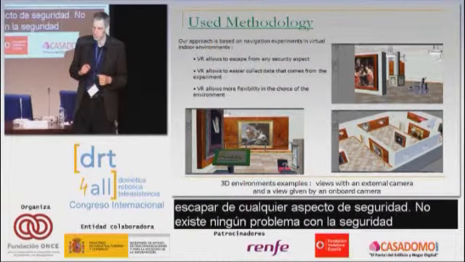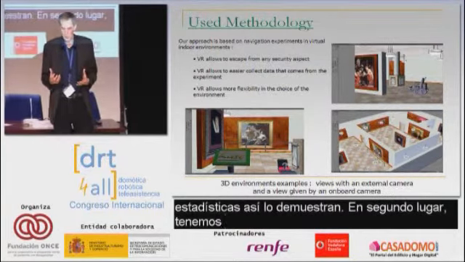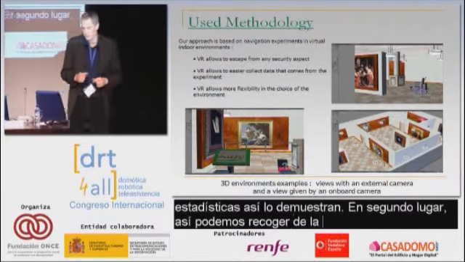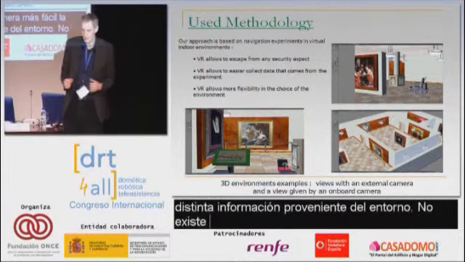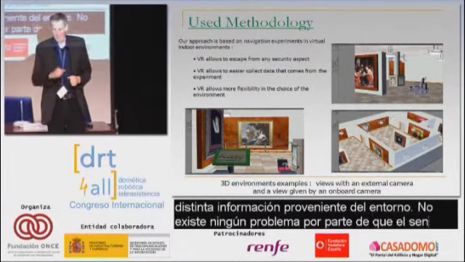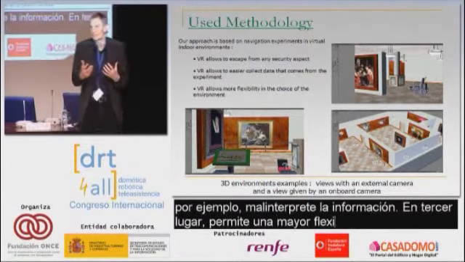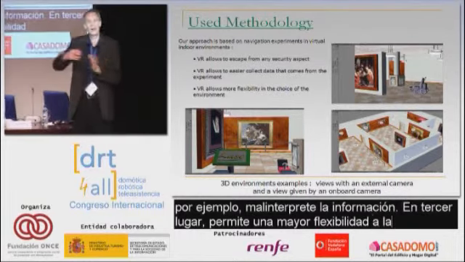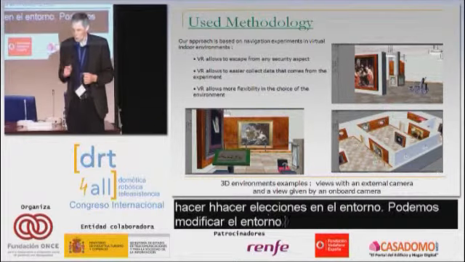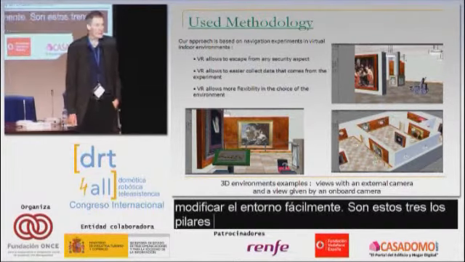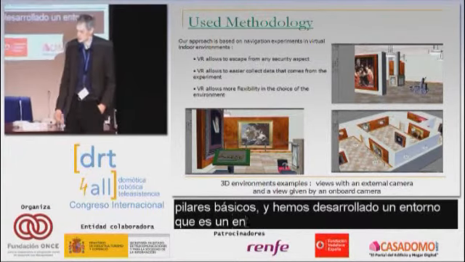The second is to collect more easily different information coming from the environment, with no problems of sensor misreadings, for example. And the third one is to allow more flexibility in the choice of the environment. You can modify the environment easily. These are the 3 points. And we have developed an environment which is a museum. You can see some pictures here.